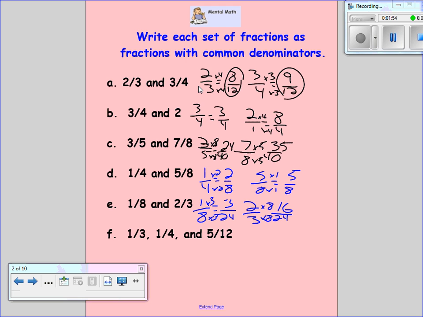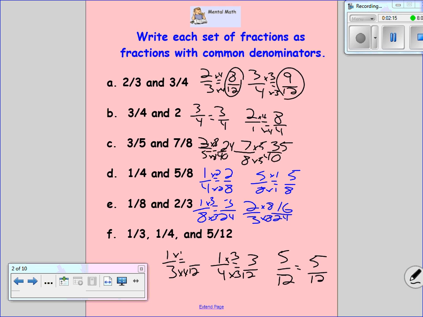Last one here. A little more space. So 1/3, 1/4, and 5/12. They all go into 12. This one's easy. This one's 5/12 still. Times 3, 3/12. Times 4 gives me 4/12.